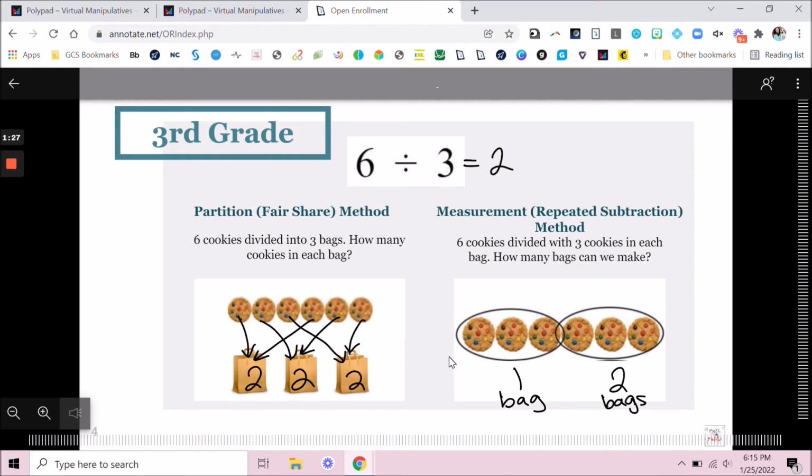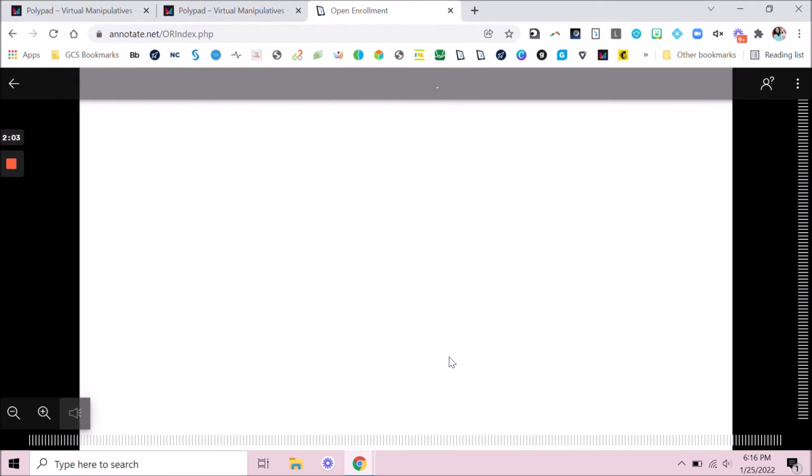In third grade, we start working with dividing whole numbers. When people see the problem 6 divided by 3, most people think of it one of two ways. The first one is the partition method, where we take 6 whole cookies and fair share them between 3 bags, so each bag would get 2 cookies. Then the measurement or repeated subtraction method would involve taking those 6 cookies and putting 3 cookies in each bag, so we would fill 2 bags. Regardless, we get 6 divided by 3 is 2.